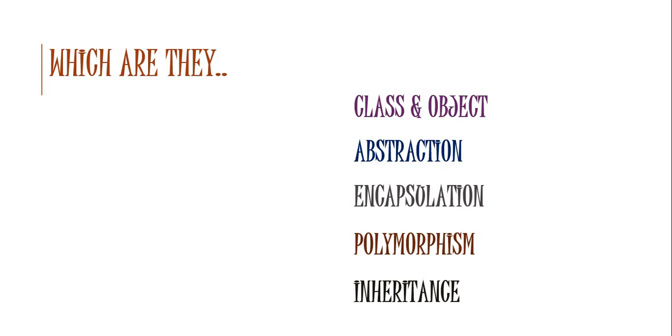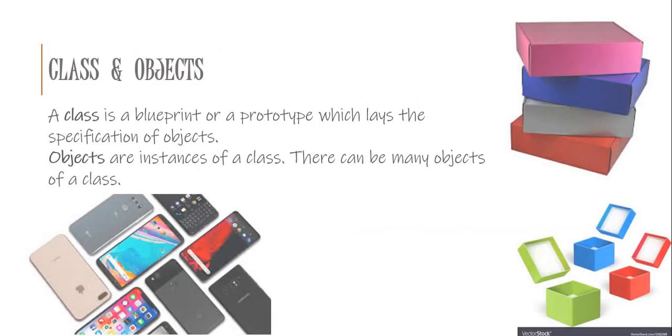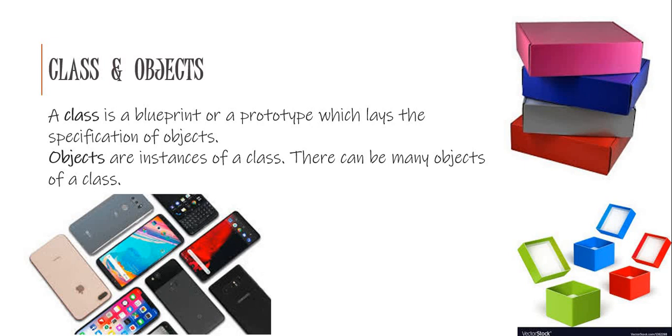The first was a class and an object. We need to understand what was meant by a class and what was meant by an object. Then there was the concept of abstraction, encapsulation, polymorphism, and inheritance. Let us see them one by one. To start with was this class and object.